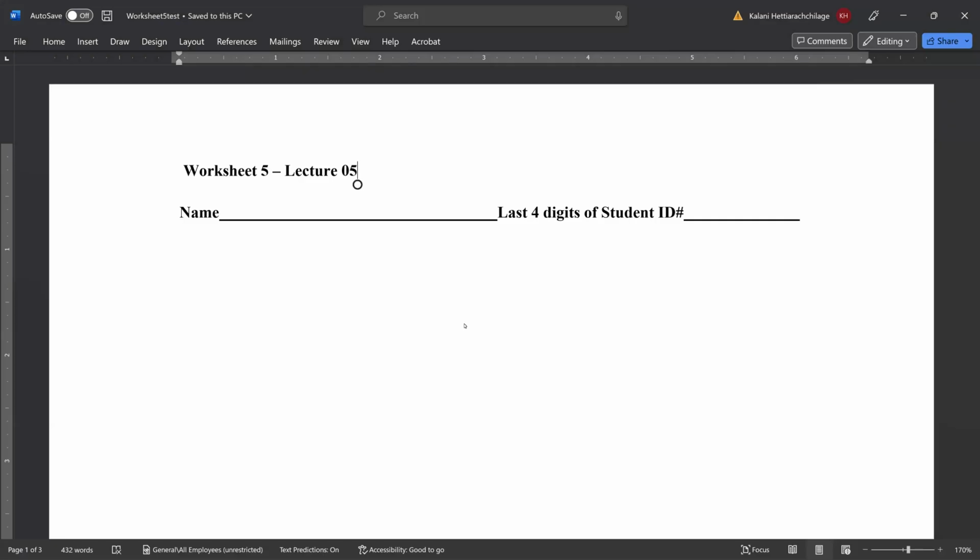Okay, let's move into worksheet number 5 from lecture number 5. In lecture number 5, we basically talked about rotational motion, to give you an understanding of real life problems that we discussed earlier. We never thought about the rotation of the object.